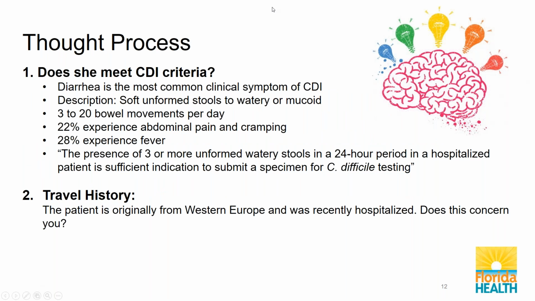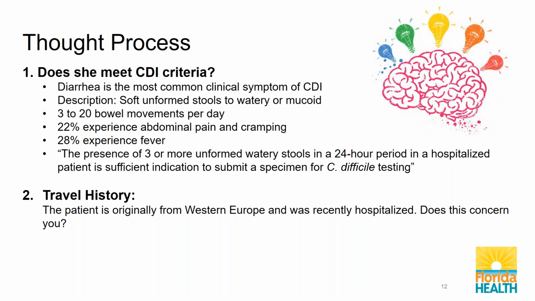So our thought process is, number one, does she meet CDI criteria? Diarrhea is the most common clinical symptom of CDI, and the description is going to be soft, unformed stools to watery or mucoid in consistency, 3 to 20 bowel movements per day. 22% of patients experience abdominal pain and cramping, and 28% experience fever. The presence of 3 or more unformed watery stools in a 24-hour period in a hospitalized patient is sufficient indication to submit a specimen for C. difficile testing. Another concern is travel history.